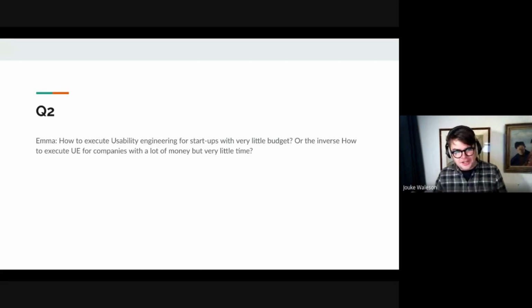So the question is basically from Emma, how to do usability engineering for startups that have very little budget. So what's the minimum that you have to do? Yeah, I think we gave a bit of a pointer already with the previous answer. And also the inverse: if you have a lot of money but need to get it done really quickly, how to get this done?